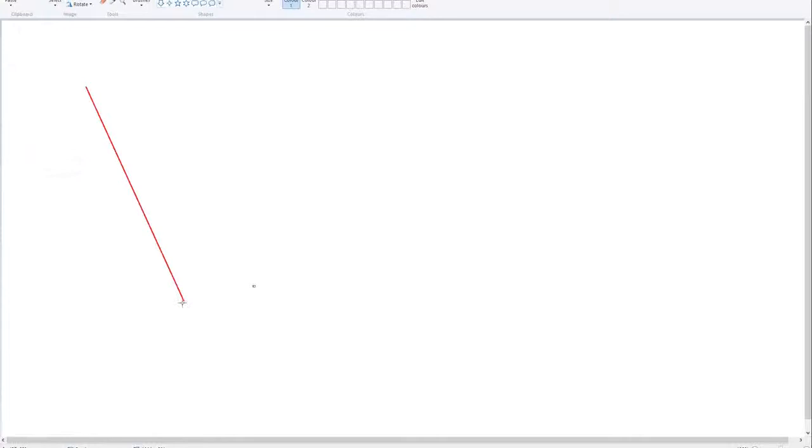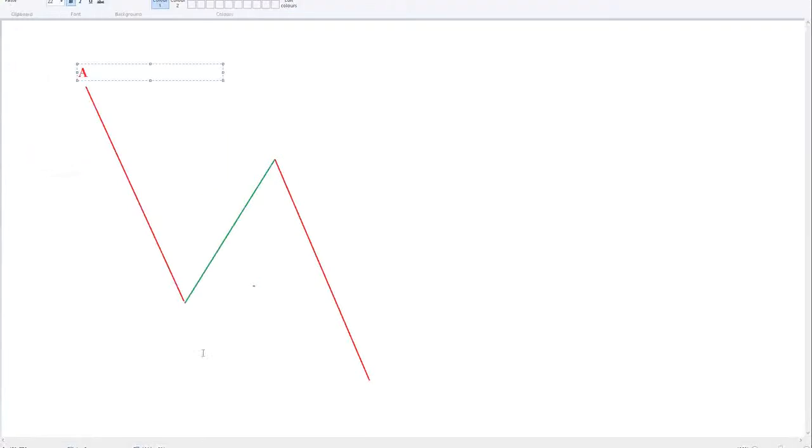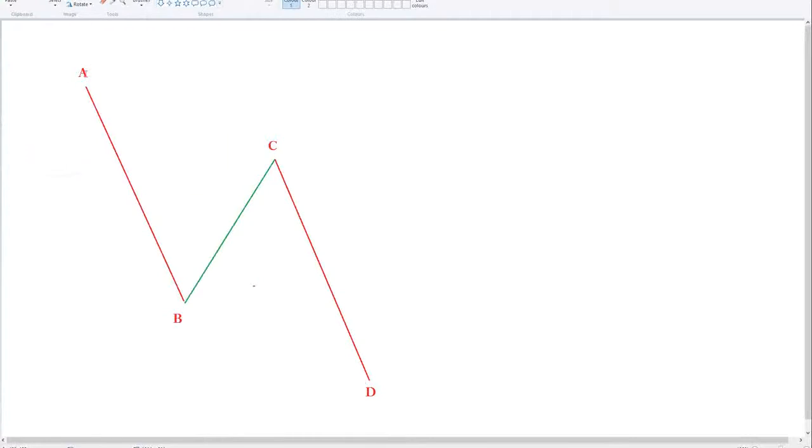And then price comes up. Looks good to me. And then we're going to say price comes back down. So again, let's label it. We have A, B, C, D. First leg, A to B. Doesn't really matter, we just need to know it's the first leg. Second leg, that's our important one.